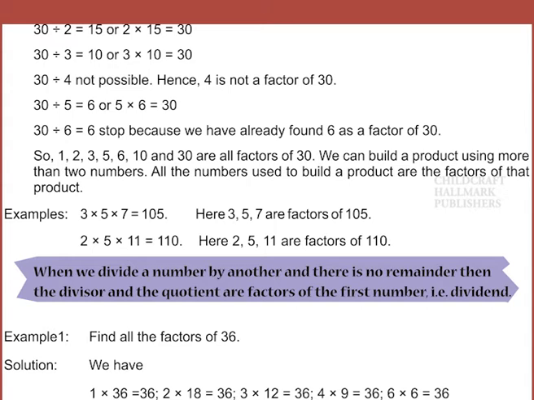We can build a product using more than 2 numbers. All the numbers used to build a product are the factors of that product. Examples: 3 into 5 into 7 is equal to 105. Hence, 3, 5, 7 are factors of 105. 2 into 5 into 11 is equal to 110. Here, 2, 5, 11 are factors of 110. When we divide a number by another and there is no remainder, then the divisor and the quotient are factors of the first number, that is dividend.